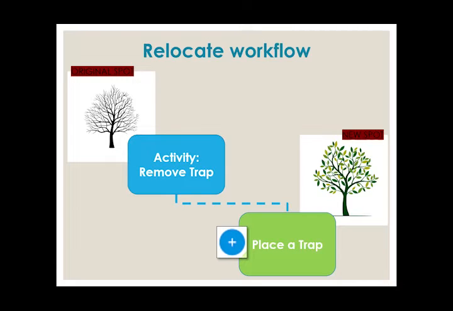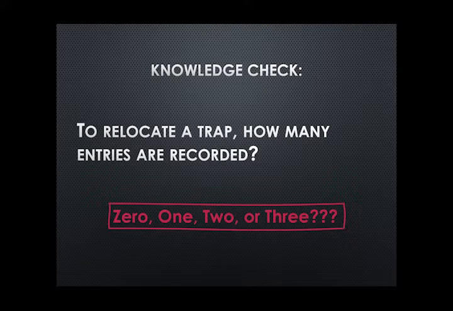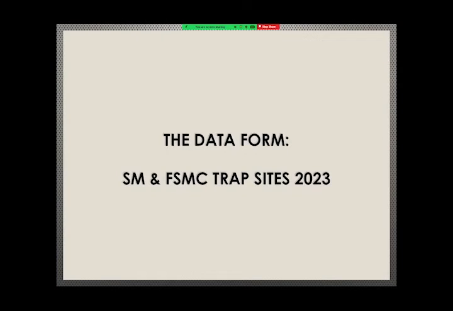So one last little knowledge check here on this one that's kind of tricky. If you're going to relocate a trap, how many entries are recorded? First, an activity of remove that trap, the original one. Second, place the trap in the new location. Awesome, guys. Good work. All right, thank you.